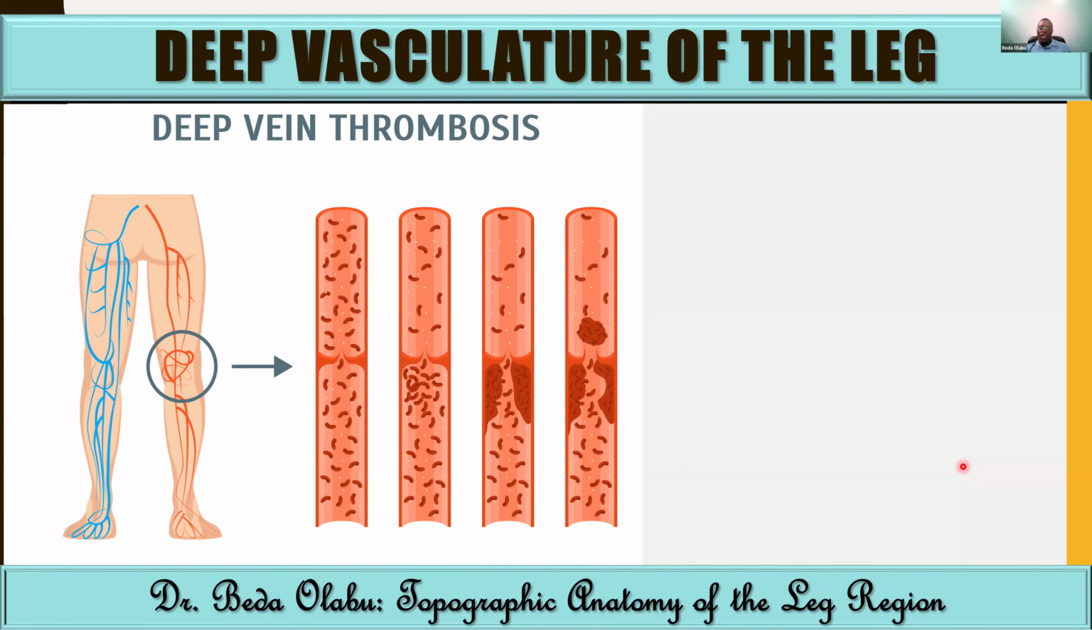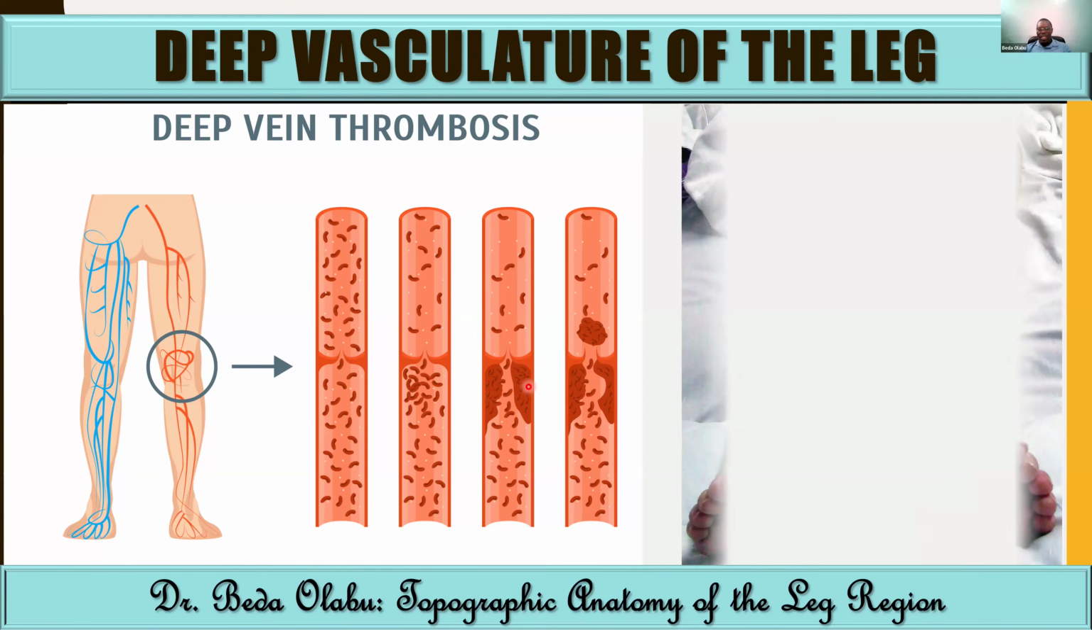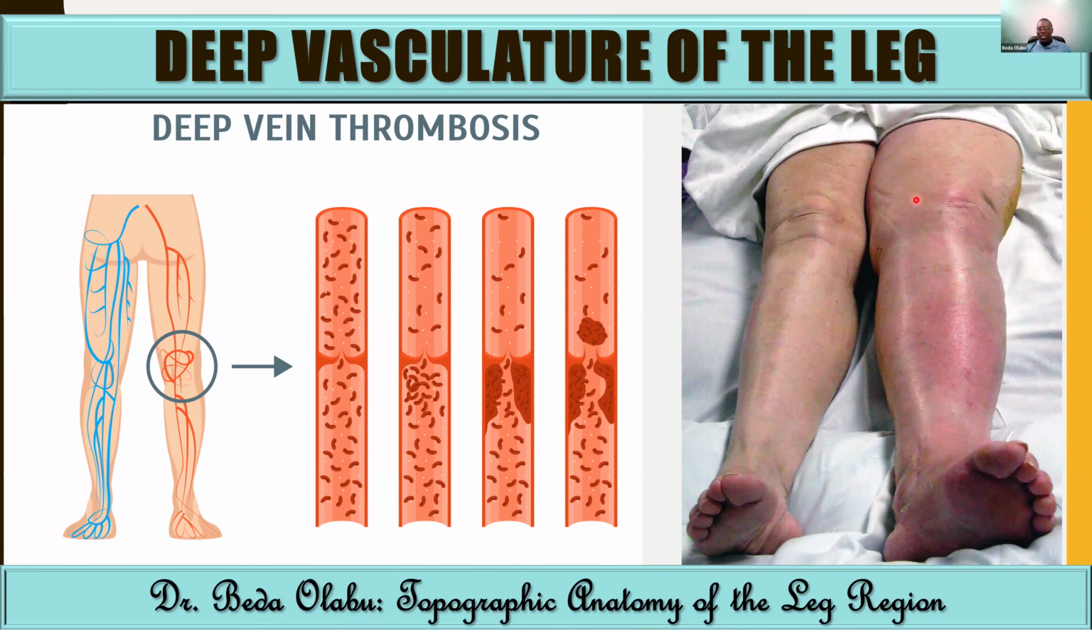What's the danger of having deep venous thrombosis? One, of course, is that it's a very painful thing, usually manifested by unilateral leg swelling and pain, as you can see in this particular patient. Most of the time it will be unilateral.